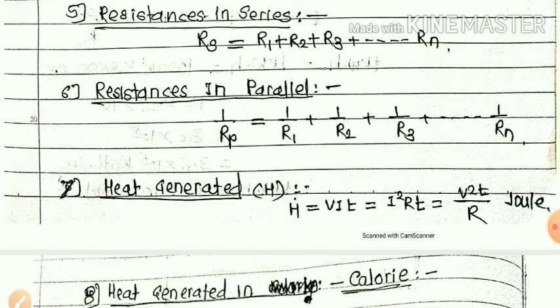Heat generated H can be calculated as VIT, or it is equal to I square RT, or equal to V square T upon R. This heat generated is one type of energy, and its unit is joule. Here H is heat generated, V is potential difference, I is electric current, T is the time.